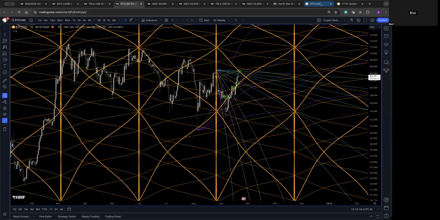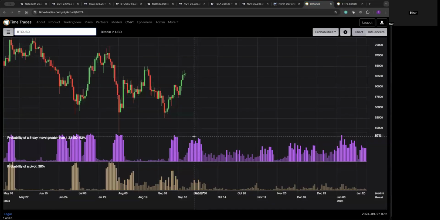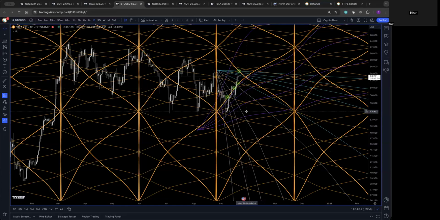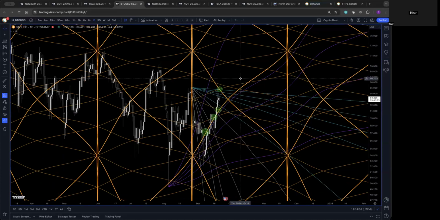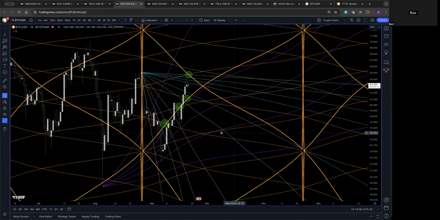And the clue from the machine learning is we've got a pivot coming up the end of September between the 28th and the 30th. So I think that's actually going to be a low here to kind of set us up for the next wave up that's going to occur here in the second half of this Mercury Helio cycle. That's my thoughts on Bitcoin.